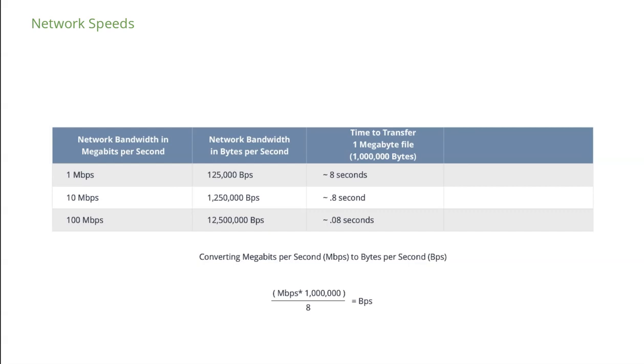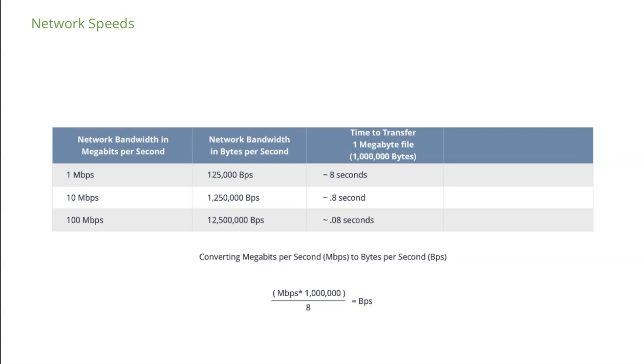On screen, you can see how long it would take to transfer a 1 megabyte file using 1 megabit per second, 10 megabit per second, and 100 megabit per second connections. You can see it would take 8 seconds to transfer 1 megabyte using a 1 megabit per second connection. If that seems confusing, remember that file sizes are measured in megabytes and connection speeds are measured in megabits. Since there are 8 bits in a single byte, we have to divide the bandwidth by 8 to get the number of bytes per second that we can transfer.